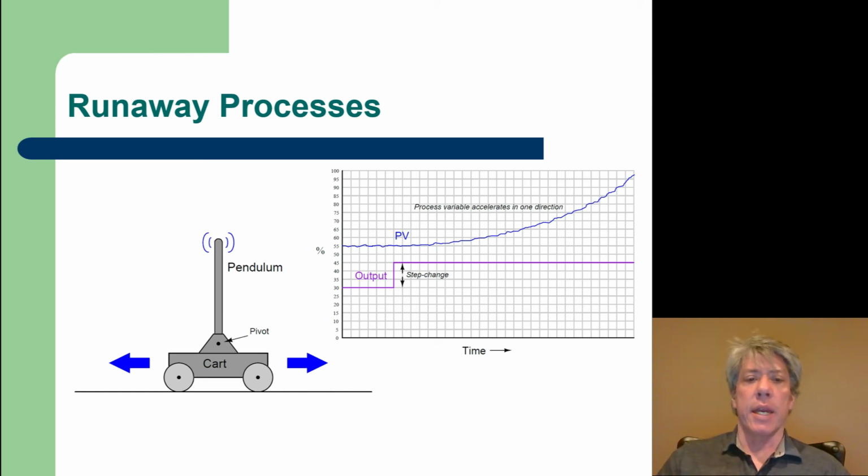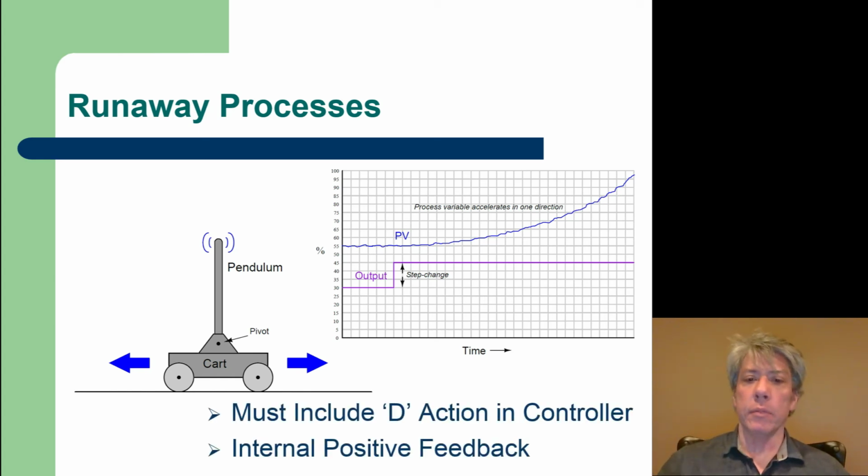Now with a runaway process, if you were to make a step change in the cart, let's say you move it to the right, then obviously that makes the pendulum fall one way, and without doing any more control effort, it'll just run away. It'll fall more and more rapidly. So with this type of process, it's really important to include derivative action in the controller so that you can detect changes early on.